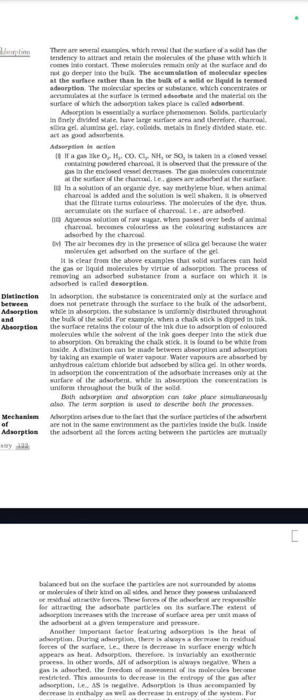It is clear from the above examples that a solid surface can hold a gas or liquid by virtue of adsorption. The process of removing an adsorbed substance from the surface on which it is adsorbed is called desorption.